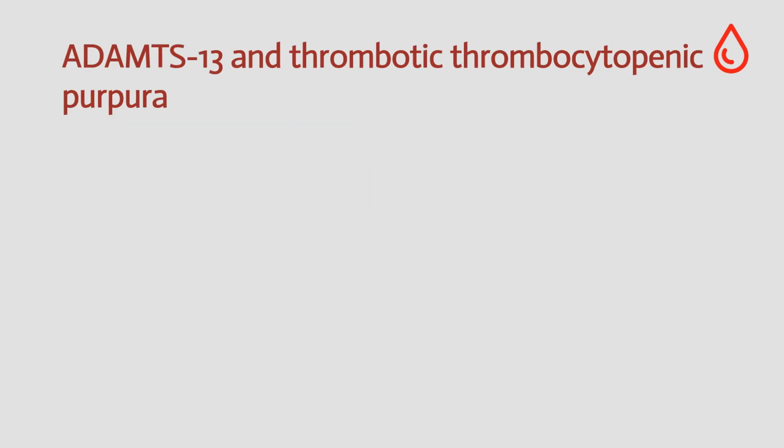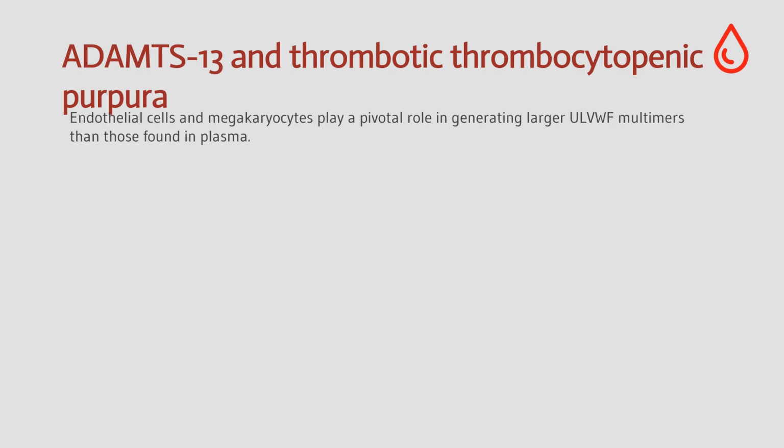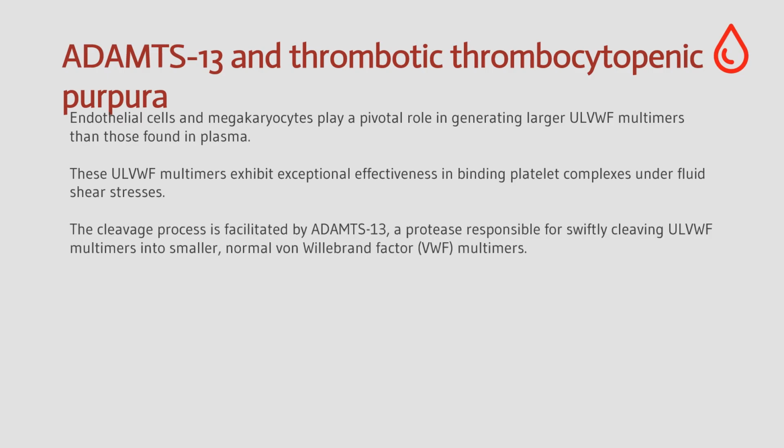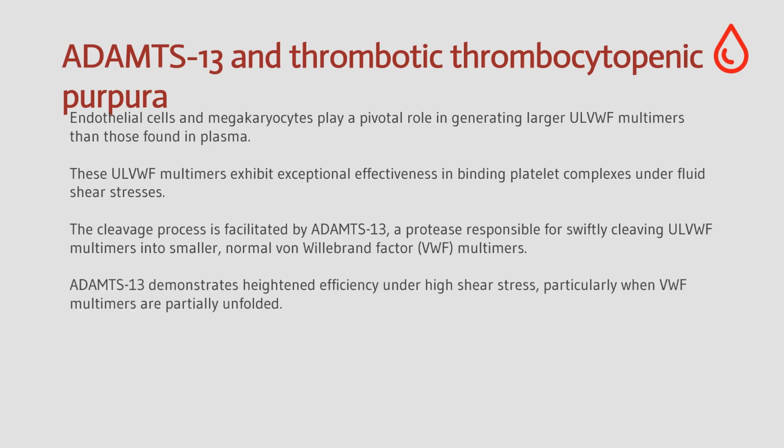Let's delve into the intricate relationship between ADAMTS13 and ultra-large von Willebrand factor, ULVWF, multimers in the development of thrombotic thrombocytopenic purpura, TTP. Endothelial cells and megakaryocytes play a pivotal role in generating larger ULVWF multimers than those found in plasma. These ULVWF multimers exhibit exceptional effectiveness in binding platelet complexes under fluid shear stresses. The cleavage process is facilitated by ADAMTS13, a protease responsible for swiftly cleaving ULVWF multimers into smaller, normal von Willebrand factor, VWF, multimers. ADAMTS13 demonstrates heightened efficiency under high shear stress, particularly when VWF multimers are partially unfolded.